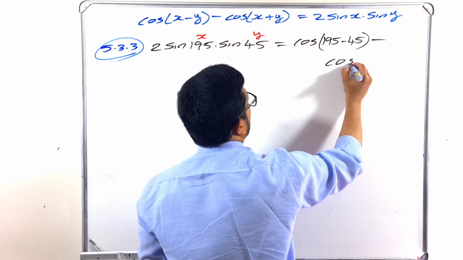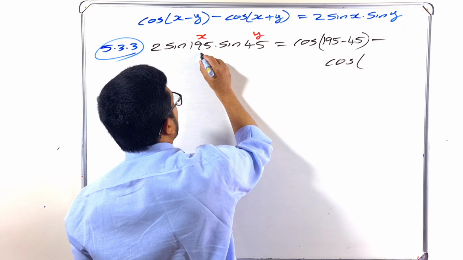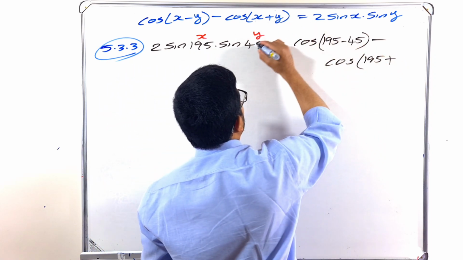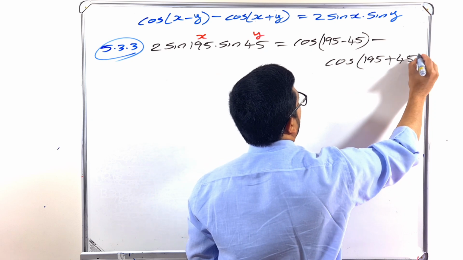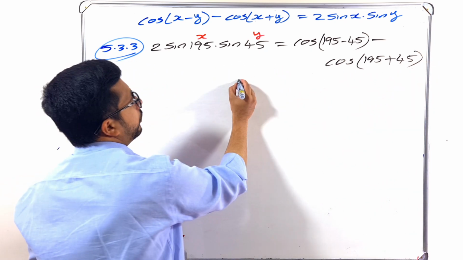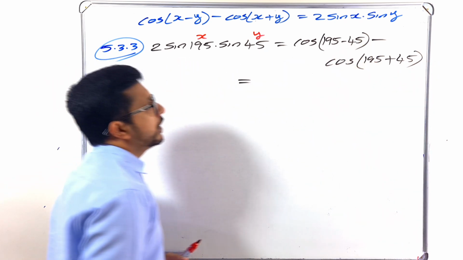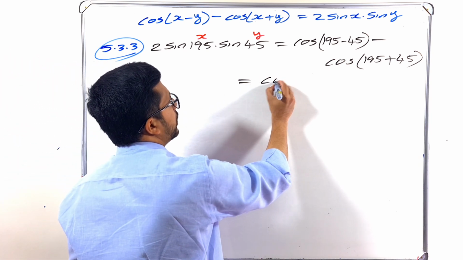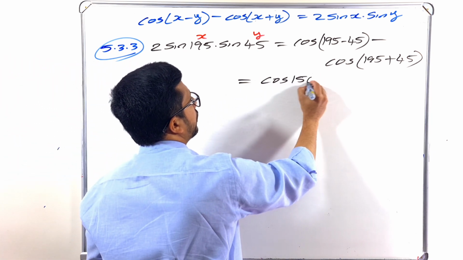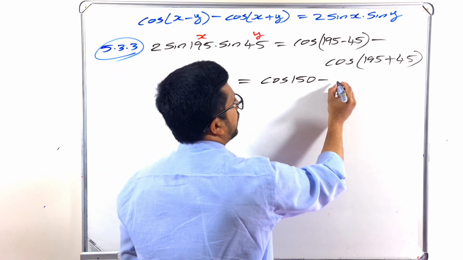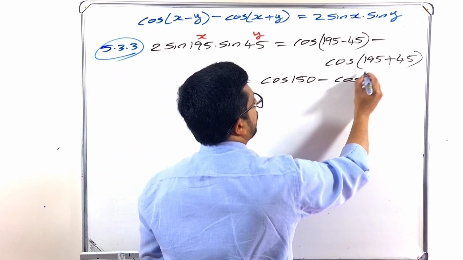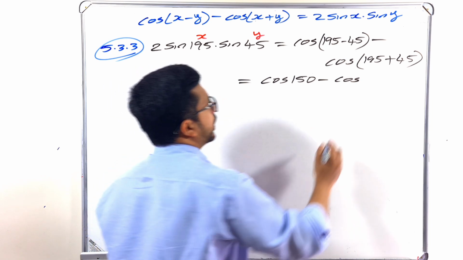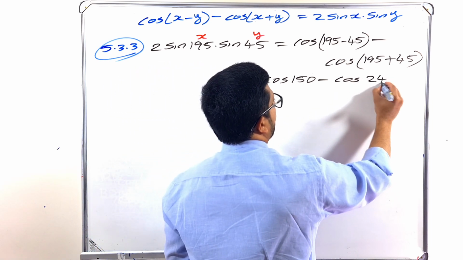then minus cos of x plus y. What is x? Our x is 195 plus y. What is our y? 45. Now what is this one? 195 minus 45. Check in your calculator. What is 195 minus 45? Is it 150? Cos of 150 minus cos of 195 plus 45, that is 240.